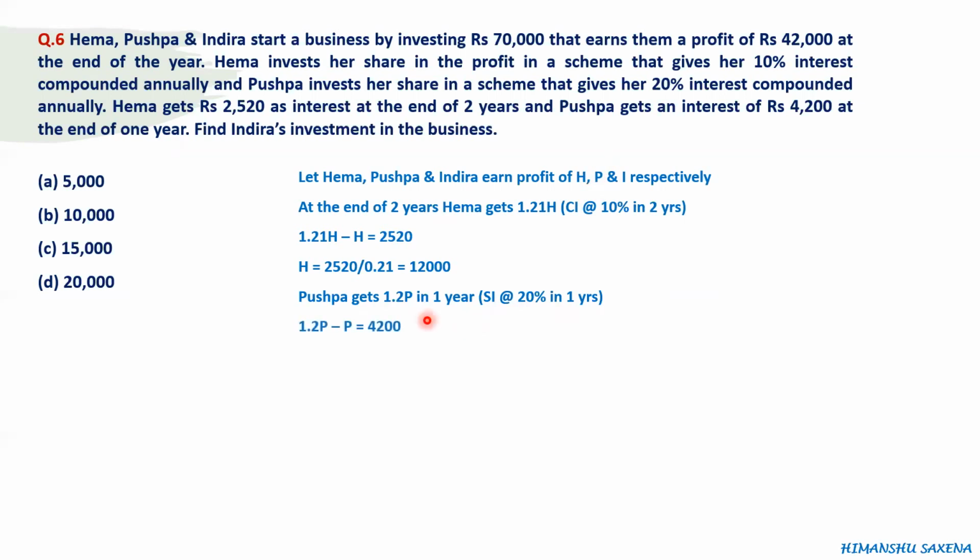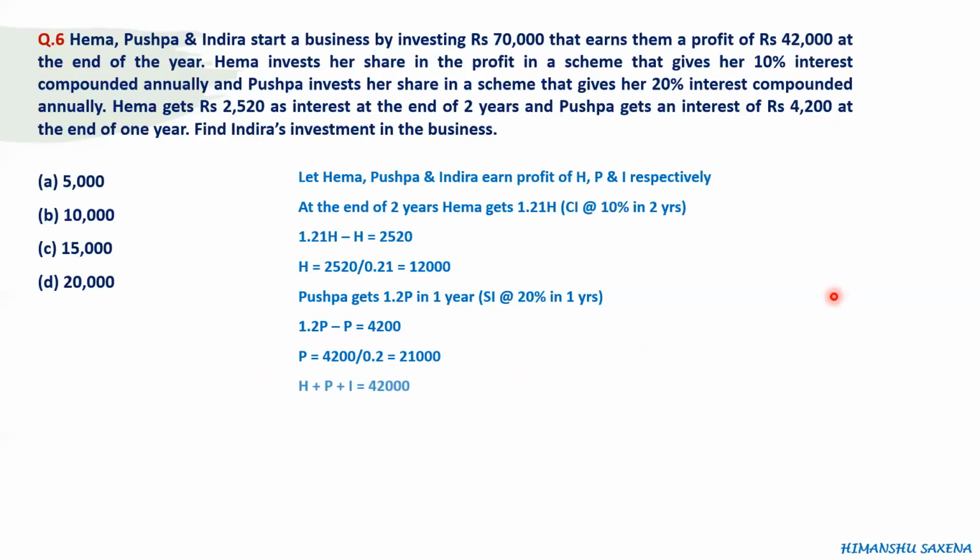How much interest is she going to get? 1.2P minus P is equal to 4200, right? So her interest is 4200 rupees. This is what she is earning. So 1.2P minus P is equal to 4200. If you solve, you get the value of P is equal to 21,000. Now the total profit which three of them earned was 42,000 rupees.